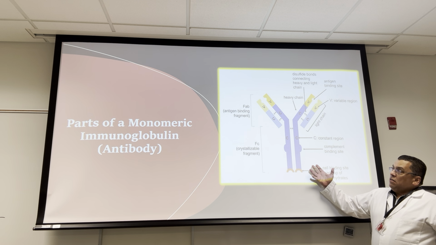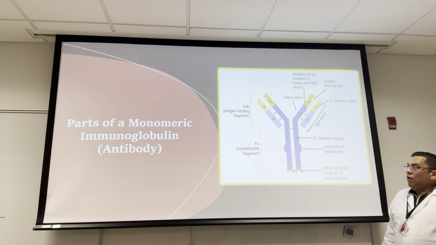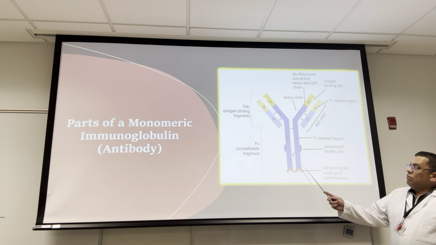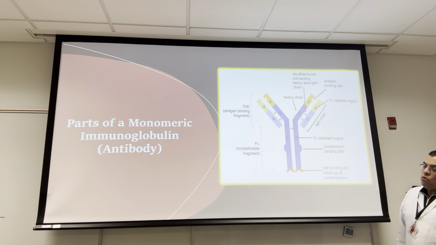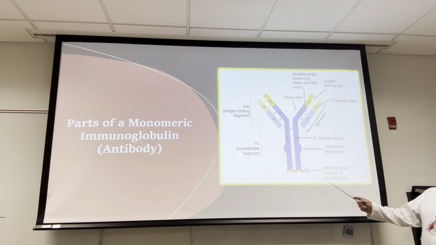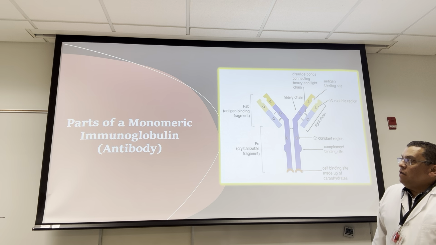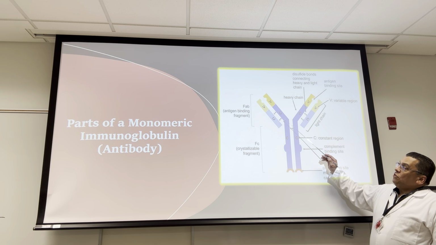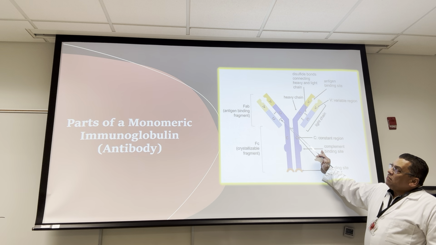Your antibodies are actually made up of 4 polypeptides. 2 long ones and 2 short ones. The short ones are called light chains, and the long ones are referred to as heavy chains. They are attached to each other in this Y-shaped structure using disulfide bridges.